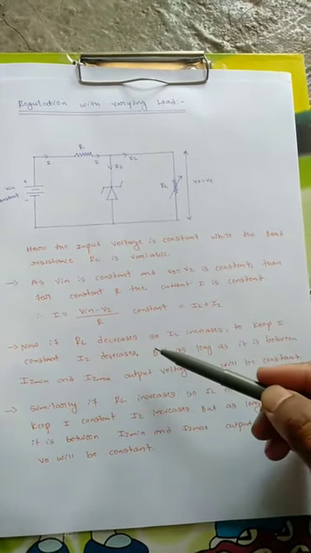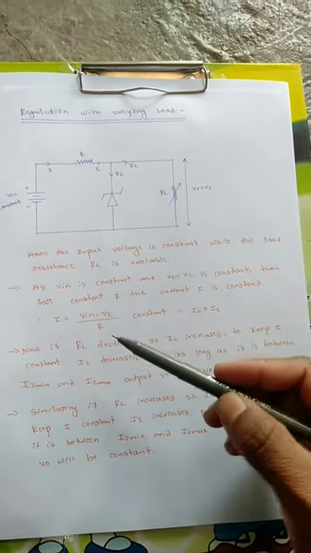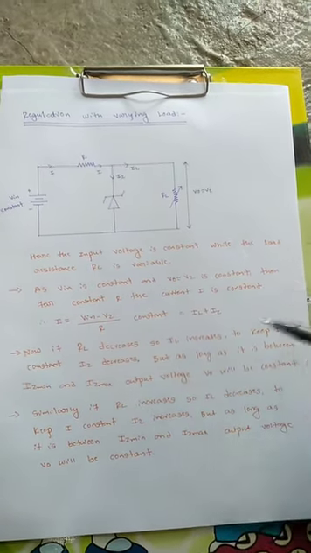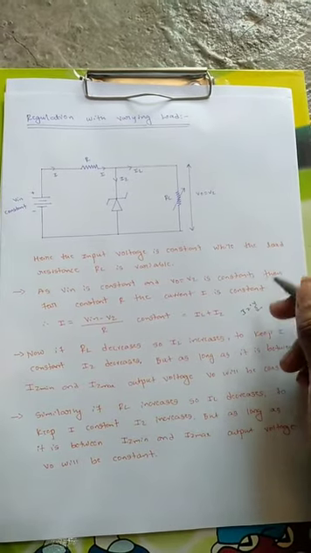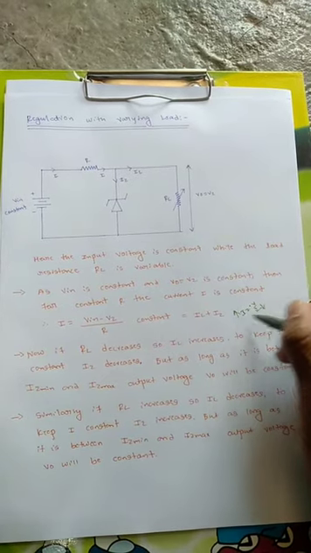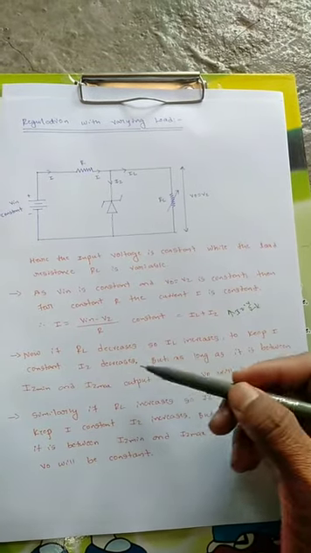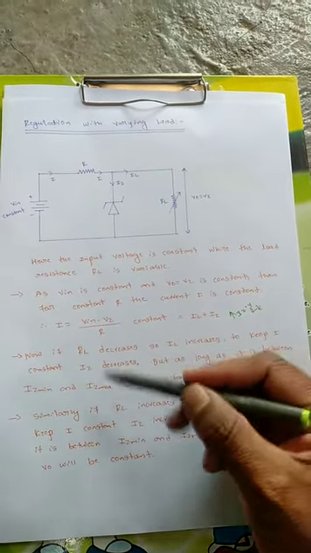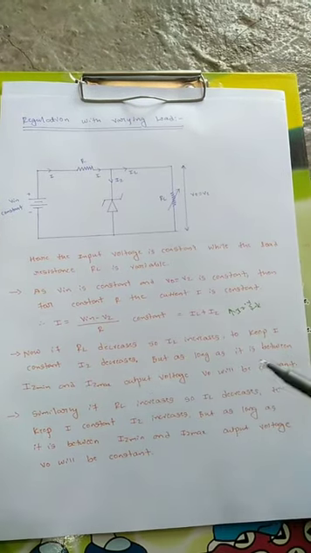Now if RL decreases, IL increases, because we know that I equals V by R. So if RL decreases, then IL has to increase. In order to compensate and keep the total current I constant, IZ decreases. So IZ will decrease, but as long as it is between IZ minimum and IZ maximum, the output voltage V0 will be constant.